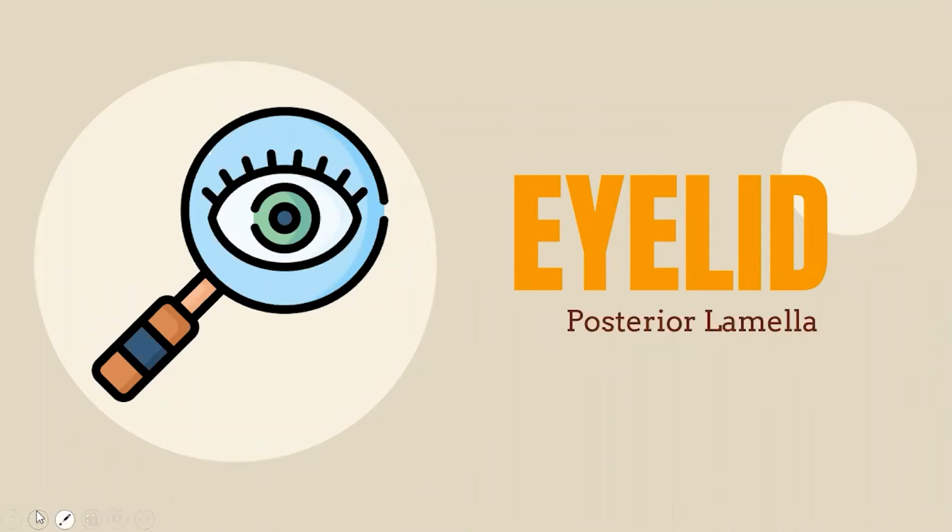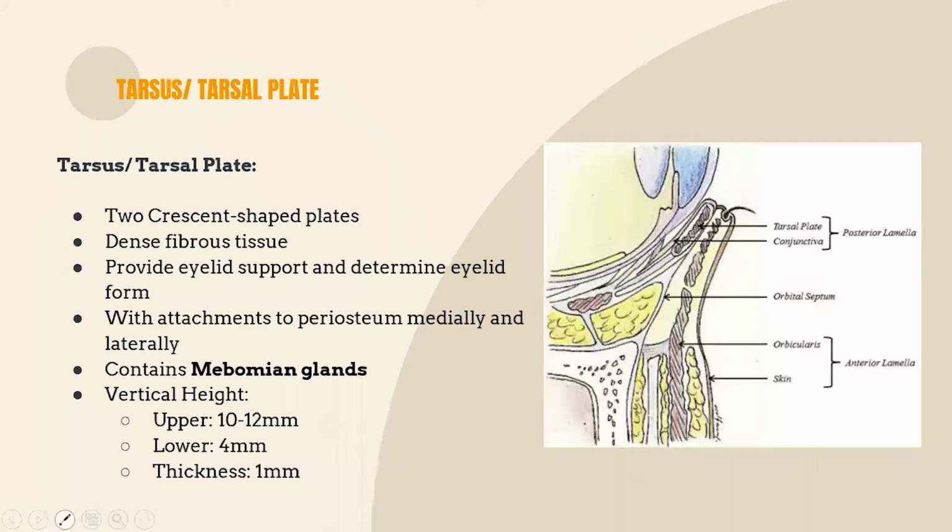Now let's proceed to the posterior lamella. The posterior lamella includes the tarsus and the conjunctiva. As seen in this picture, located here is the tarsus or the tarsal plate, and here is the conjunctiva. But let us first discuss the tarsus.